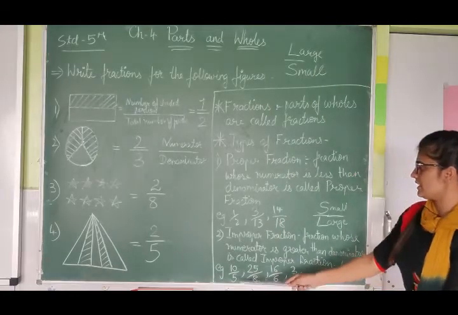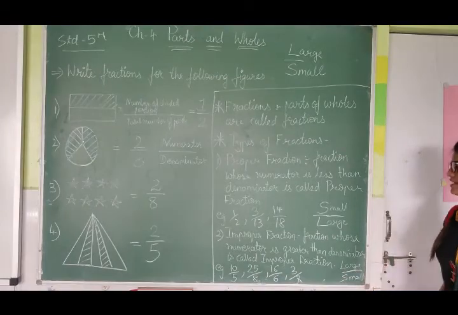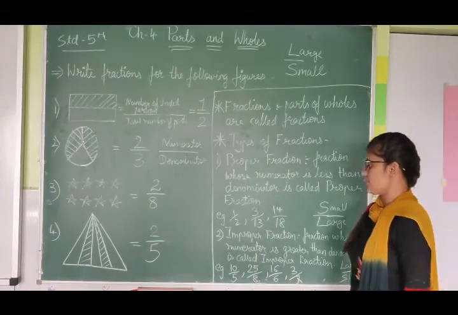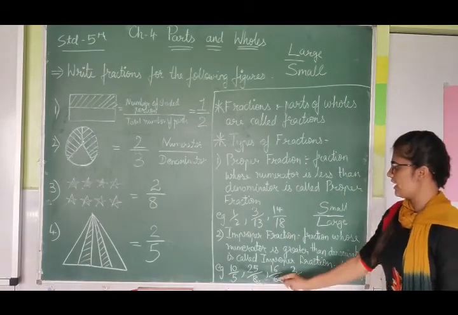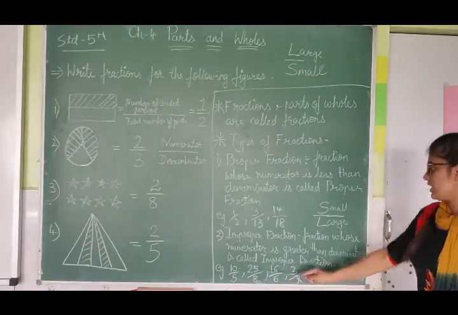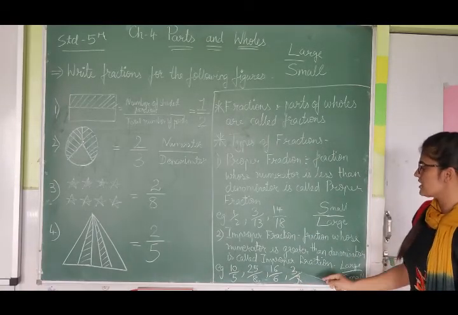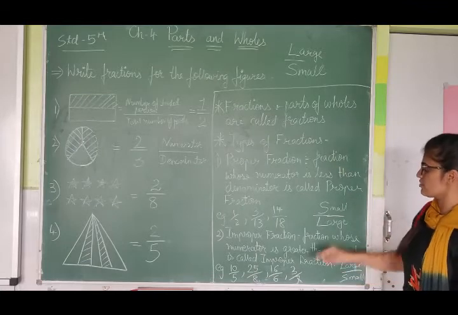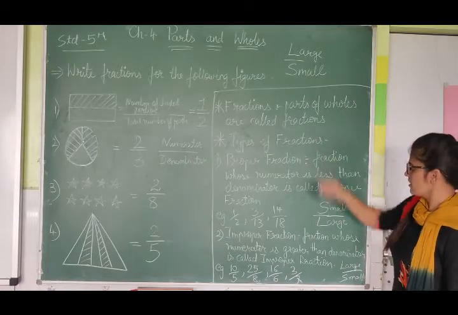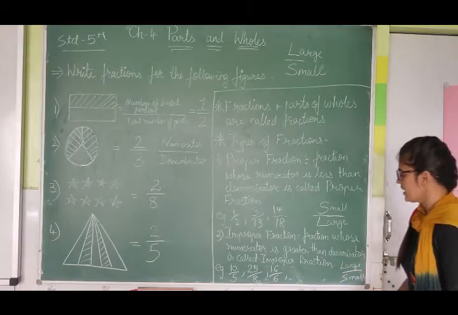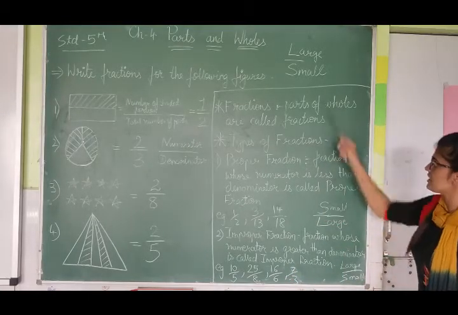Some examples are there: 10 by 5, 25 by 8, 16 by 6, 7 by 3. These are all improper fractions. See, 10 is large, 5 is small. So we can say that it is an improper fraction. Here 25 by 8, so 25 is large and 8 is small. 16 is large and 6 is small. So 16 by 6 is an improper fraction. 7 by 3: 7 is large and 3 is small.